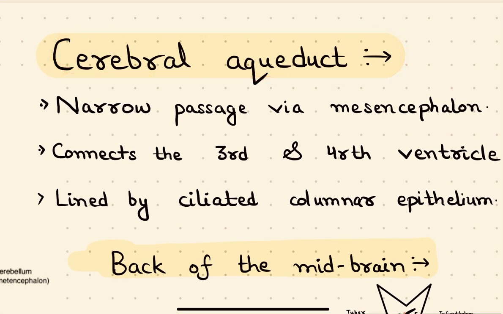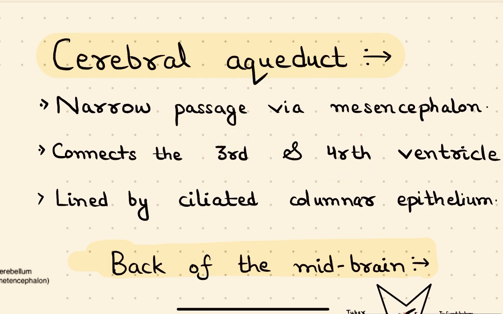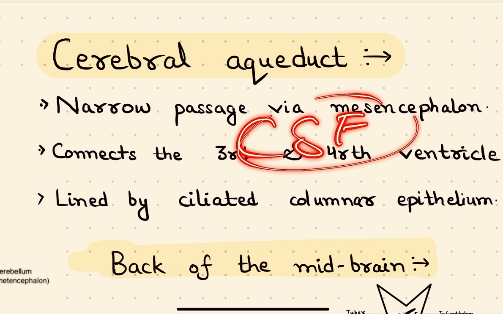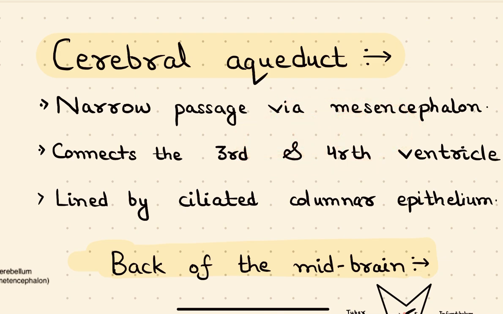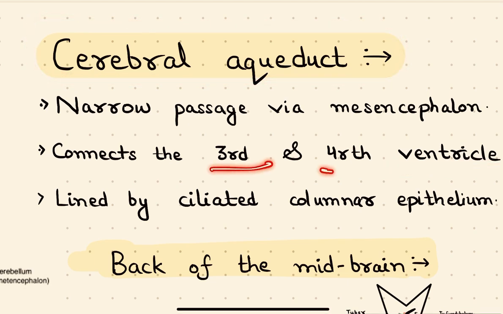This cerebral aqueduct connects third and fourth ventricle, as there are certain cavities in the brain in which cerebrospinal fluid, or CSF, flows. These cavities where CSF flows are known as ventricles, and this cerebral aqueduct is a duct which connects third and fourth ventricle. How does it look? It looks like a narrow passage via mesencephalon or midbrain.